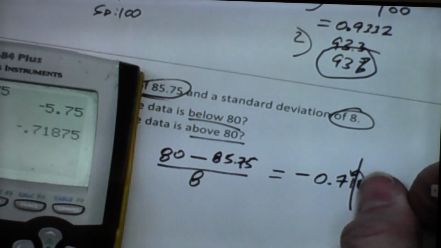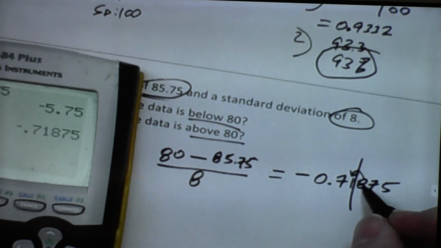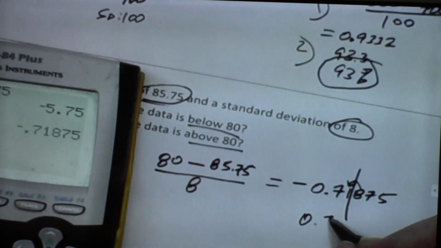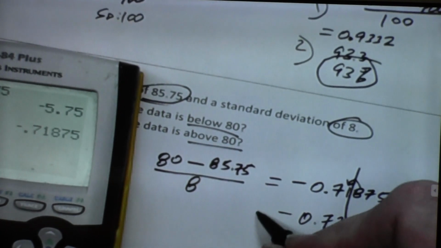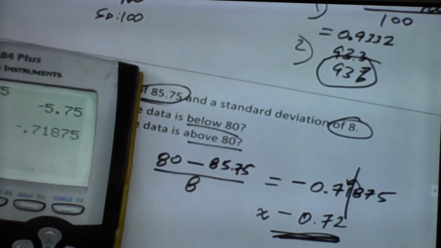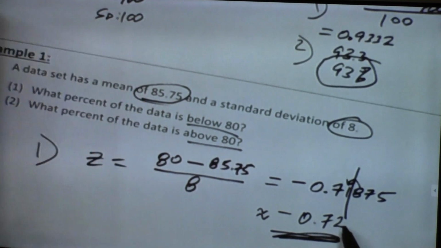Because if you just did 0.71 and found a number there, it would not be as accurate as using the 8 to make it a 2, because it's clearly closer to 0.72. So that is the z-score you're going to use. So that's what you want to do with rounding.